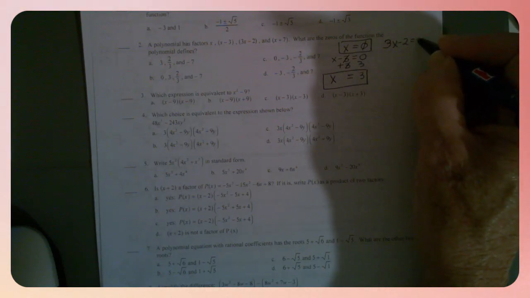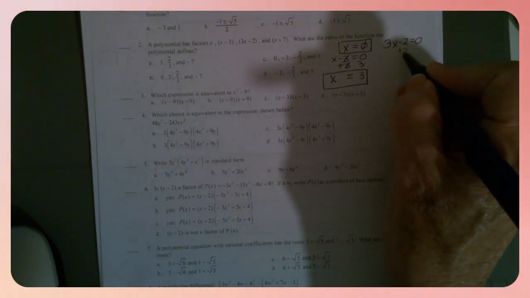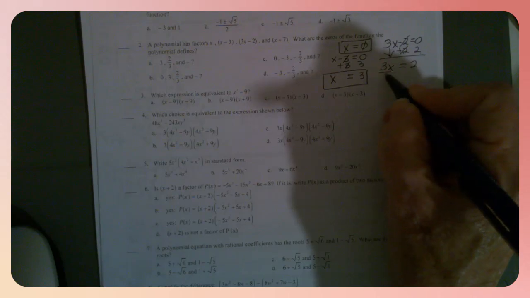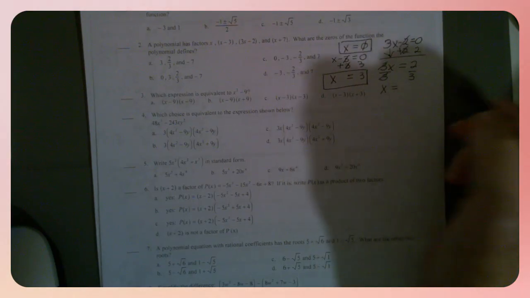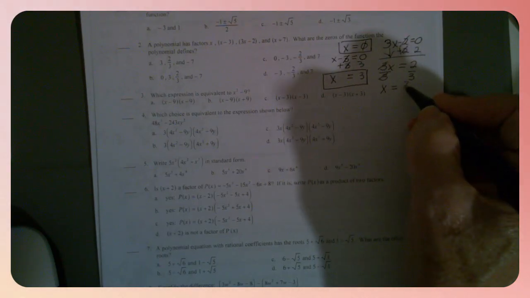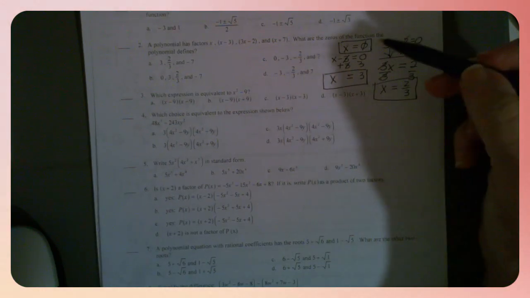We're going to take that third factor, 3x minus 2, set it equal to 0, and solve. So first thing I'm going to do is add 2 to both sides. 2 minus 2 is 0. Bring down the 3x. Bring down the equal. 0 plus 2 is 2. Divide by 3. Divide by 3. 3 divided by 3 is 1. X equals 2/3. Here's my third root, my third 0, my third solution.